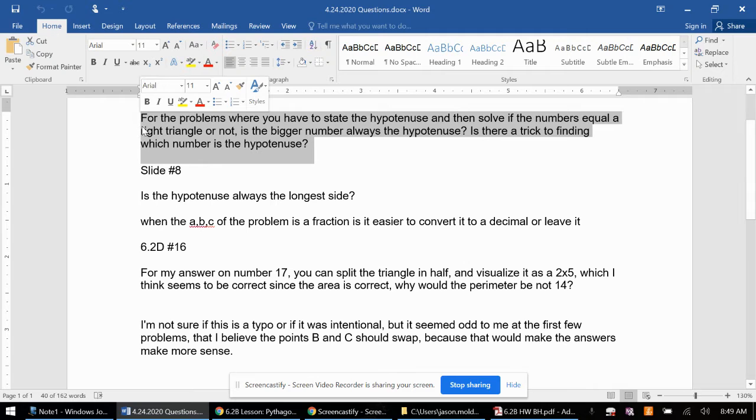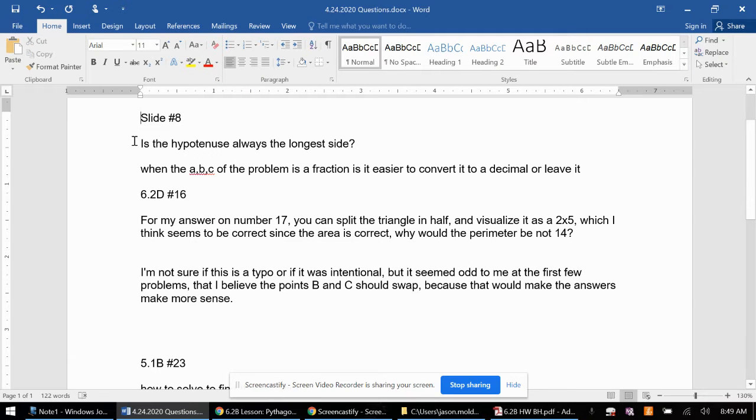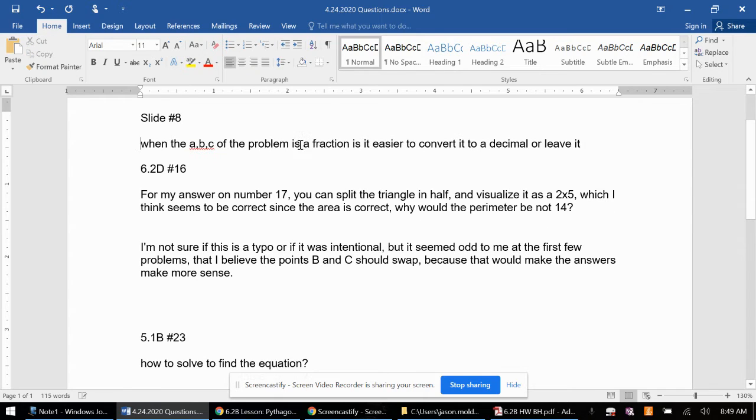I'm going to just delete these as I go so I make sure I answer all these questions. So is the hypotenuse always the longest side? We answered that. And then some other questions here. Slide 8, this was from the 6-2B lesson, so I'll look at that.